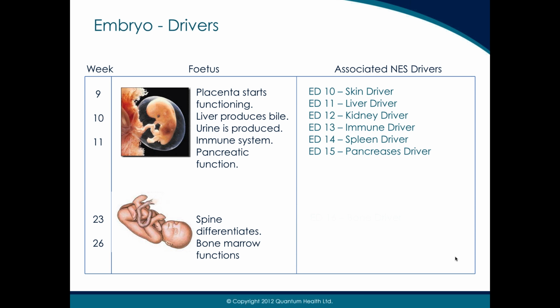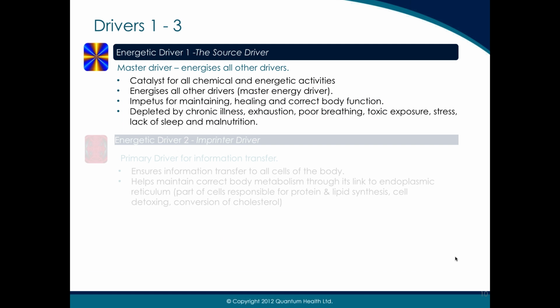And don't mention only the numbers. Think the numbers always together with the names. The ED10 is the skin driver. ED11 is the liver driver. ED12 is the kidney. 13 is the immunity driver. 14 is the spleen. And 15 is the pancreas driver. Learn always the numbers together with the name of the driver. ED16, it's the bone driver.